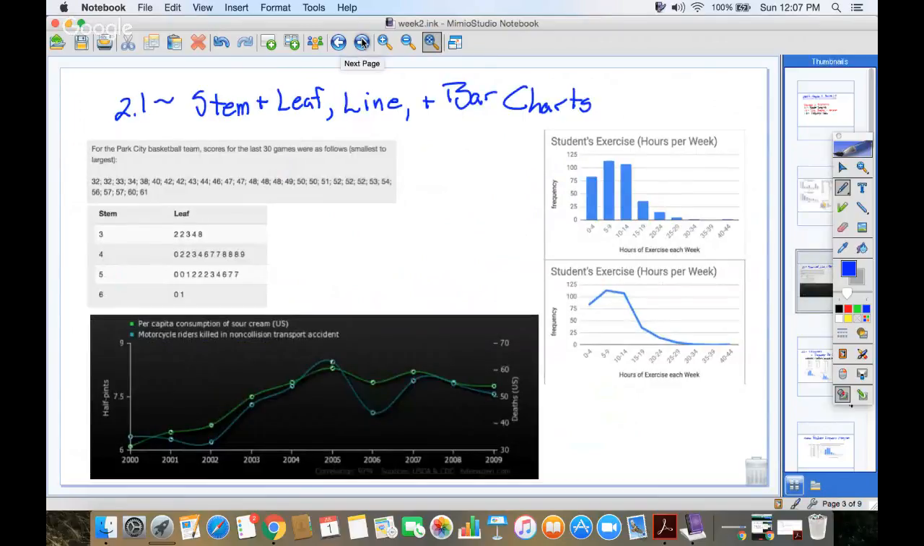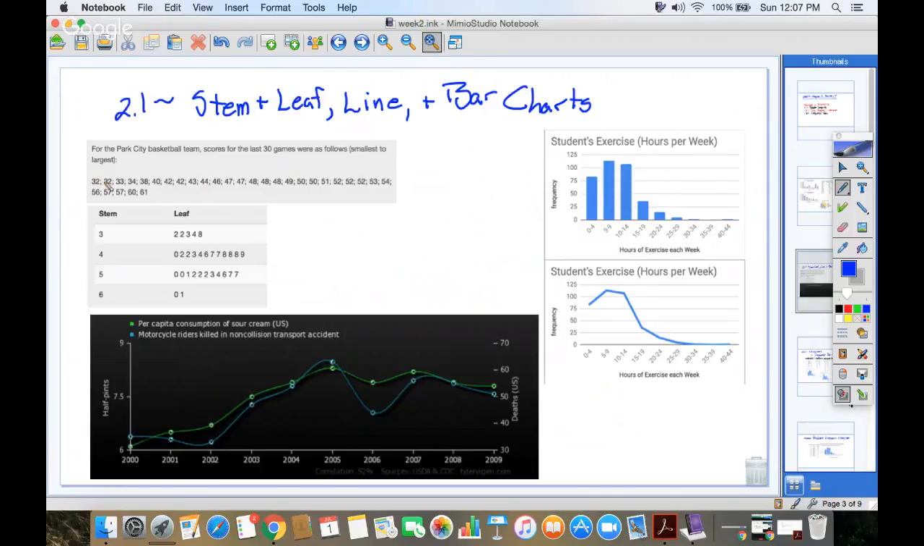Now, in chapter 2, we're going to continue with some charts that were introduced in chapter 1, and we're going to just kind of expand what we have there. So, it's the idea of a stem and leaf chart. A stem and leaf chart is where you take a particular data set.